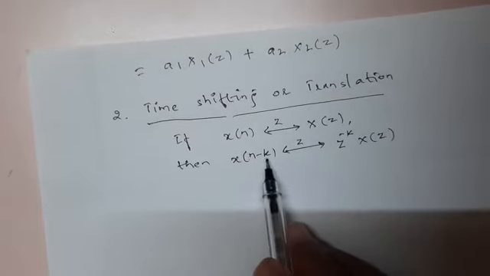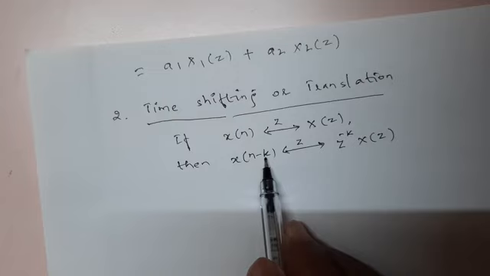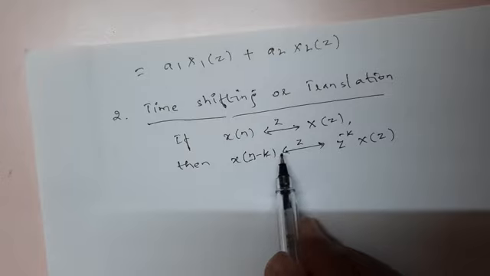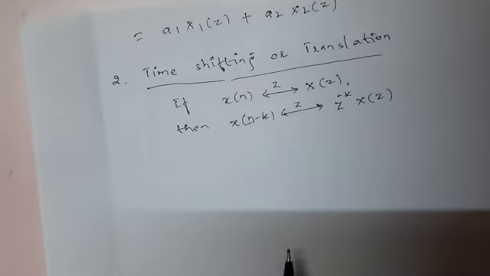Now what is this? k can take any value. It can be less than 0 or greater than or equal to 0. If it is less than 0, then it will be x of n minus of minus 1, minus 2 and so on, which becomes x of n plus 1. If it is greater than or equal to 0, k takes values 0 or 1 or 2 and so on. This is the property.